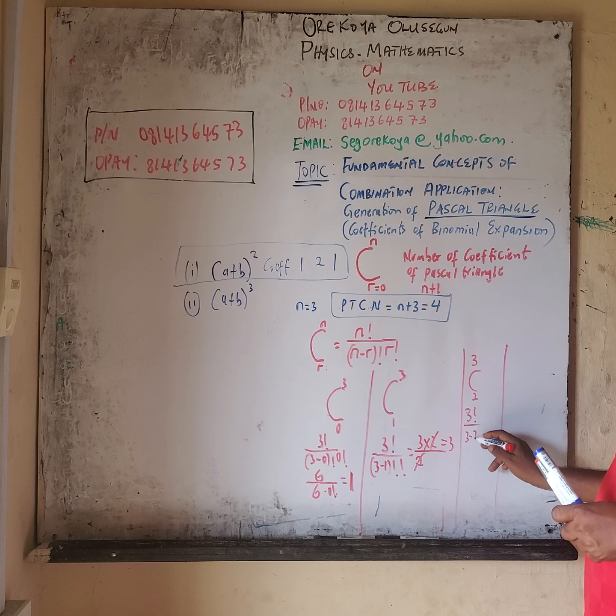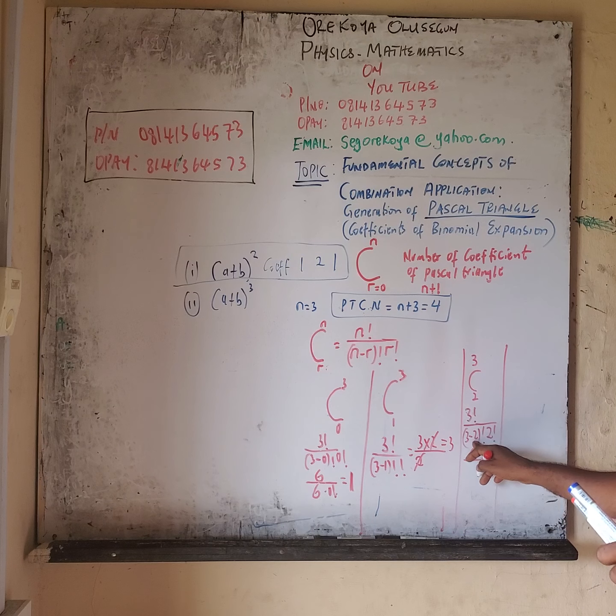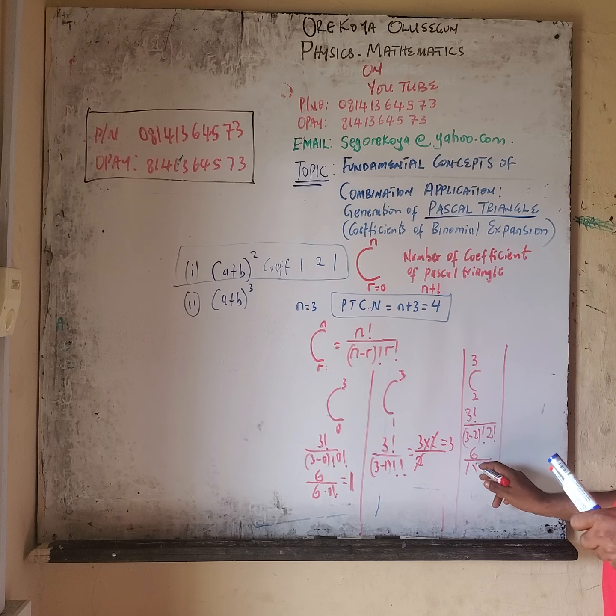Then for 3 combination 2, it means 3 factorial all over 3 minus 2 factorial, then 2 factorial. 3 factorial, as we calculated the other time, is 6. 3 minus 2 is 1, and 1 factorial is 1. So we have 1 times 2 factorial, which is 2. So 6 divided by 2 is 3.